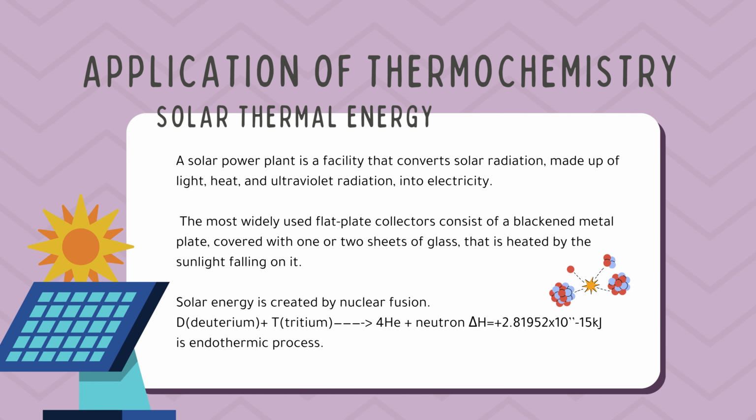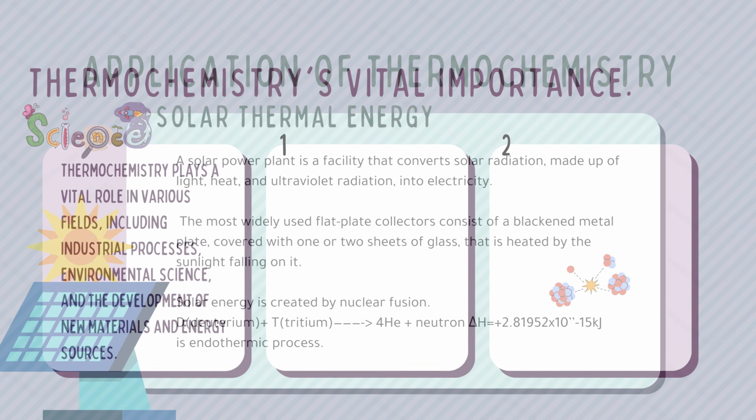Solar thermal energy power plants. A solar power plant is a facility that converts solar radiation, made up of light, heat, and ultraviolet radiation, into electricity. The most widely used flat plate collectors consist of a blackened metal plate, covered with one or two sheets of glass, that is heated by the sunlight falling on it. This heat is then transferred to air or water, called carrier fluids, that flow past the back of the plate. The heat may be used directly, or it may be transferred to another medium for storage. The thermal energy is used to store the energy as chemical potential.